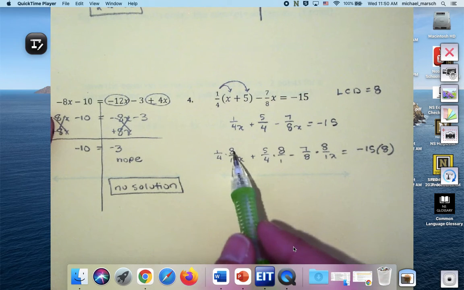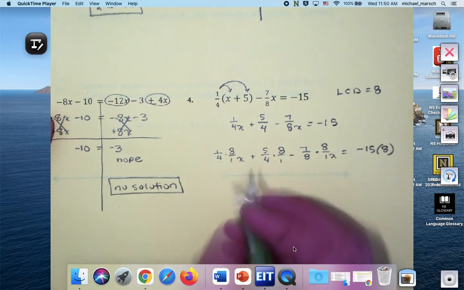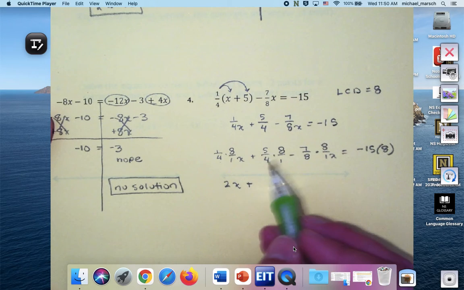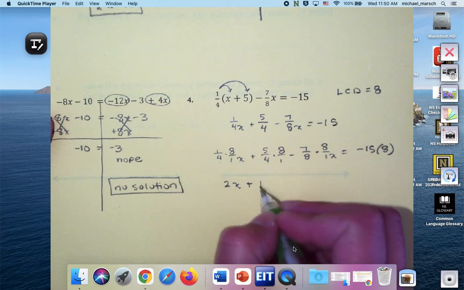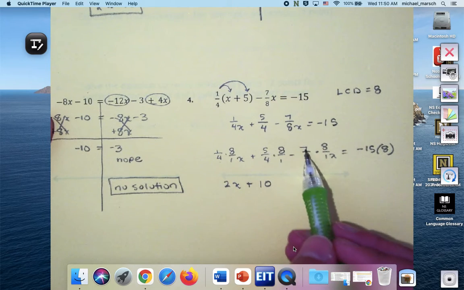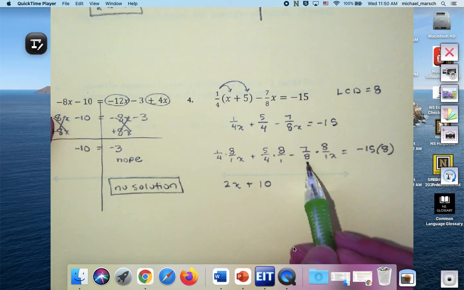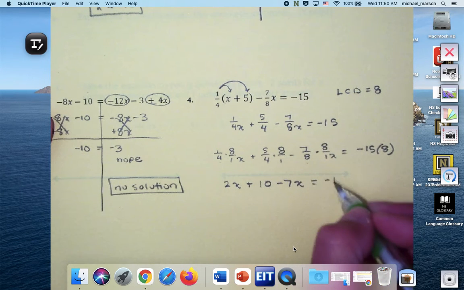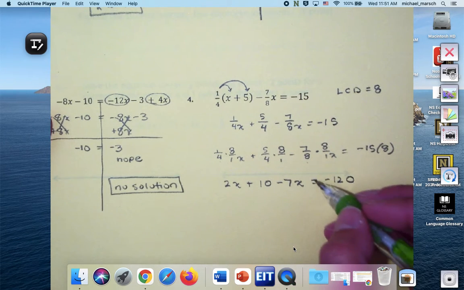1 times 8 is 8. Divide by 4. 2x. 5 times 8 is 40. Divide by 4. Plus 10. 7 times 8 is 56. Divide by 8. 7. So minus 7x equals negative 120.